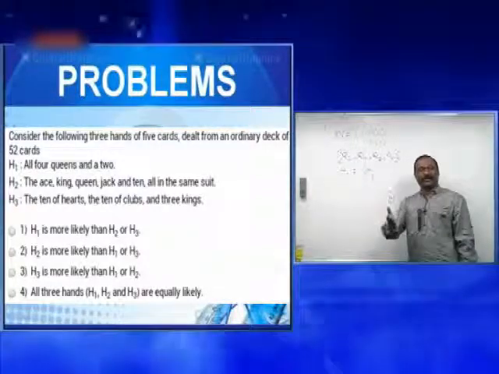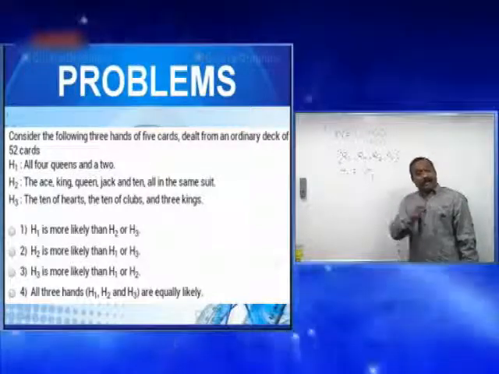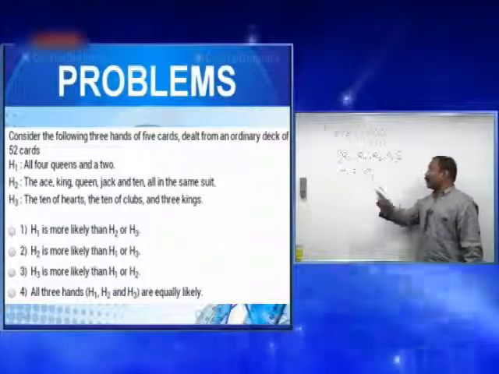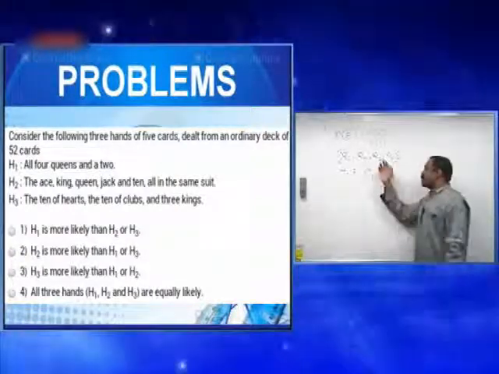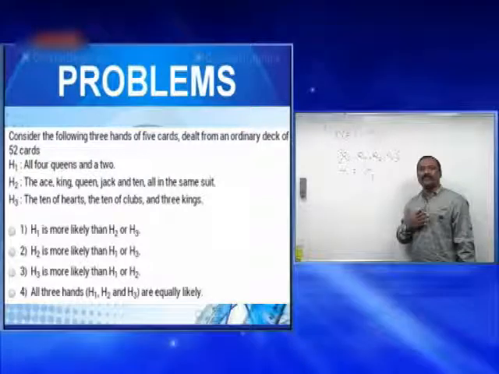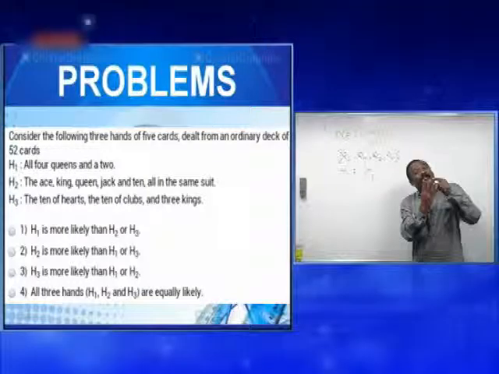And a 2 means it's a number card. Each suit will have a number 2. That means you will have a spade 2, a heart 2, a diamond 2, and a clubs 2. So how many 2s will you have? 4 2s you will have.